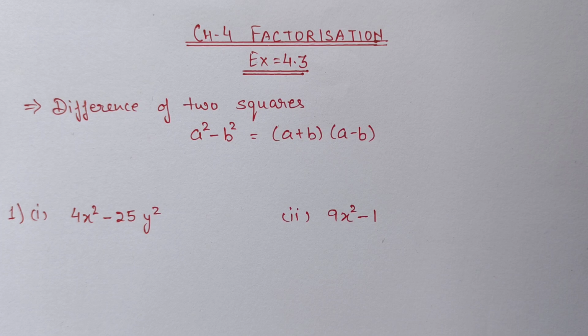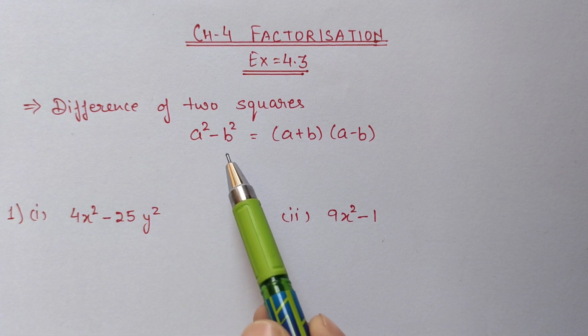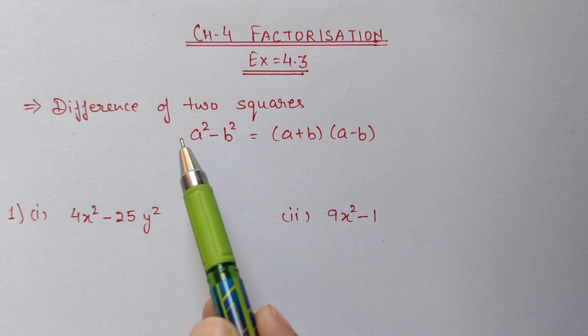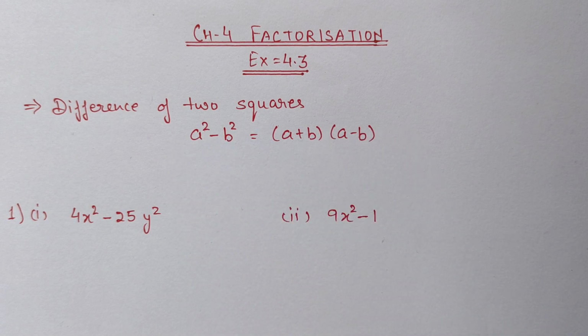Hello students, we are doing chapter number 4, factorization, exercise 4.3. In this exercise you will learn how to do factorization with the help of the identity a square minus b square is equal to (a plus b)(a minus b). So we have to use this identity in this exercise.